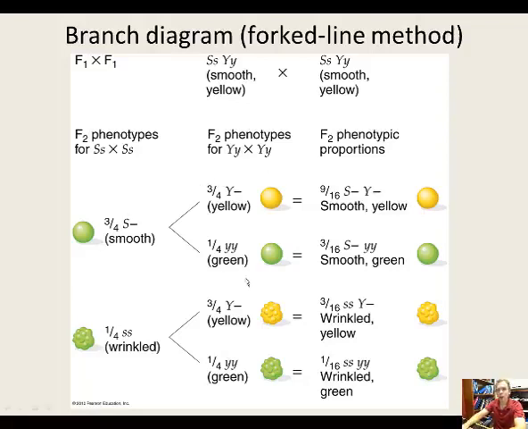To figure out how many are smooth and green, we simply multiply 3/4 times 1/4 for 3/16. If we want to know how many are wrinkled and yellow, we multiply 1/4 wrinkled times 3/4 yellow to get 3/16 yellow and wrinkled. And finally, to figure out how many are wrinkled and green, we multiply the 1/4 wrinkled times 1/4 green to get 1/16 wrinkled and green. You'll notice this is not a Punnett square, but we get the same ratios, the 9:3:3:1. And this is much more amenable to more complex genetics problems where the Punnett square becomes very cumbersome. All right, we'll practice these in class, so I will see you then. Bye-bye.